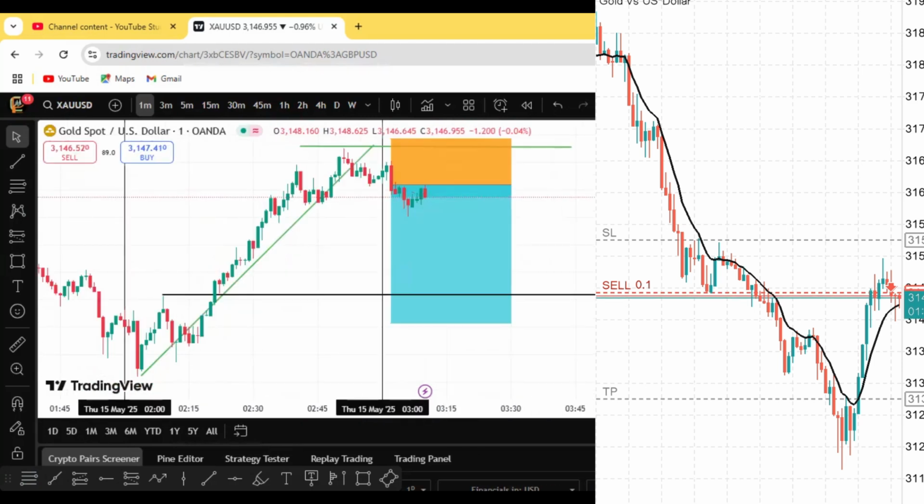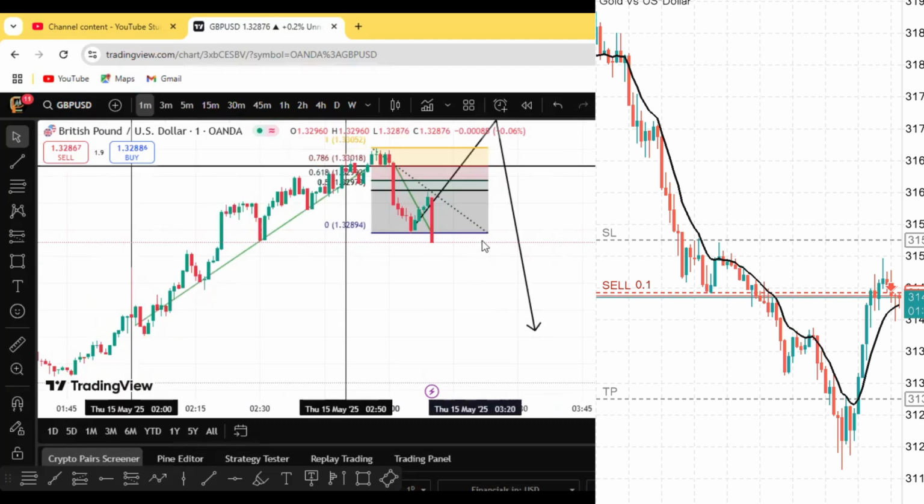I'm adding one more position on gold. No, it has already moved down. I would have added when it's up. But since it has moved down again, I'm not adding.